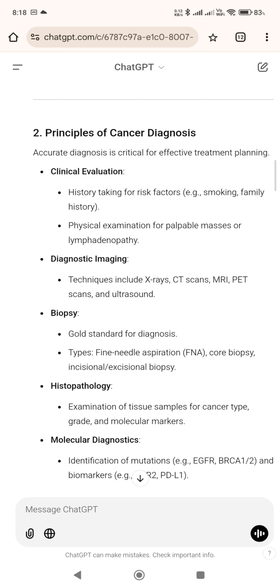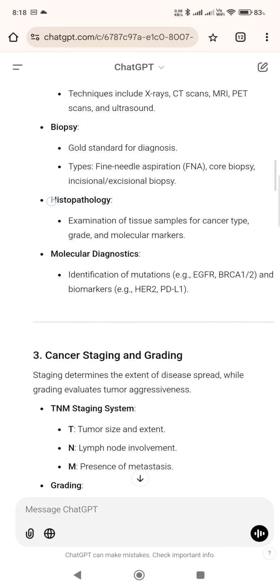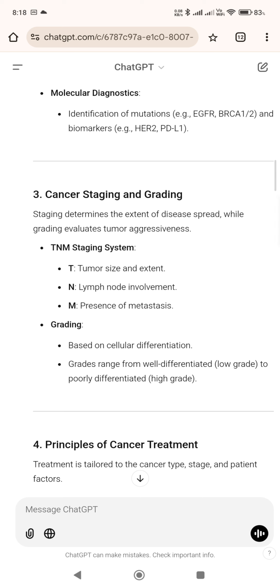Histopathology, examination of tissue samples for cancer type, grade, and molecular markers. Molecular diagnostics, identification of mutations, e.g. EGFR, BRCA, and biomarkers, e.g. HER2, PD-L1.